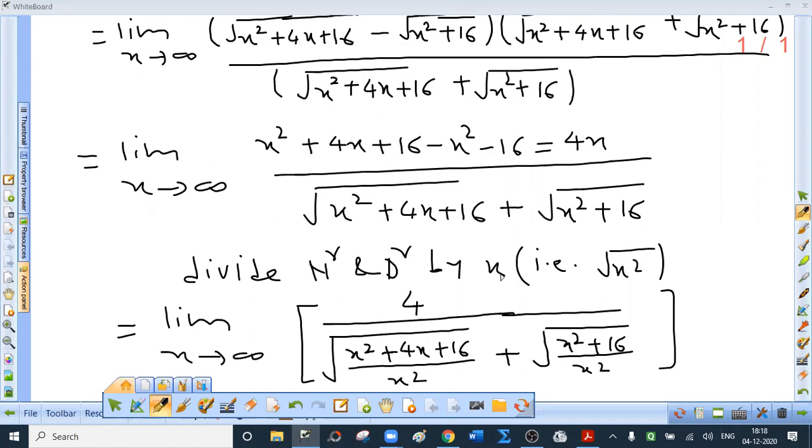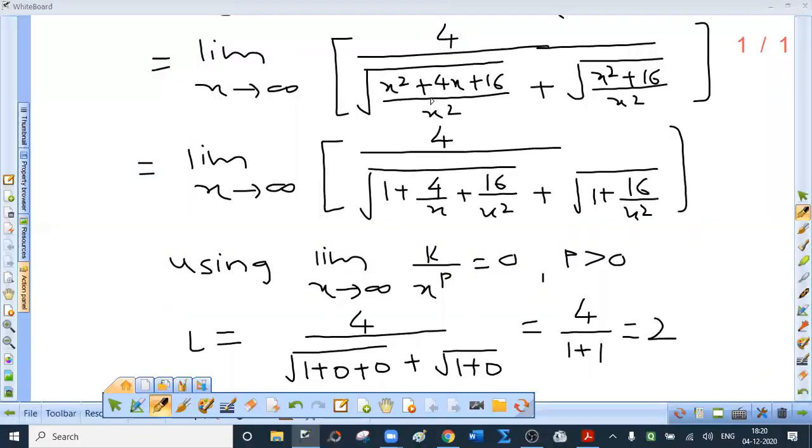Divide numerator and denominator by x. x means root of x square. So 4x upon x is 4. And here root a upon root b is root of a upon b. Split numerator and so on. Yes, so we get limit x tends to infinity of 4 upon [root of (1 plus 4 by x plus 16 by x square) plus root of (1 plus 16 by x square)].